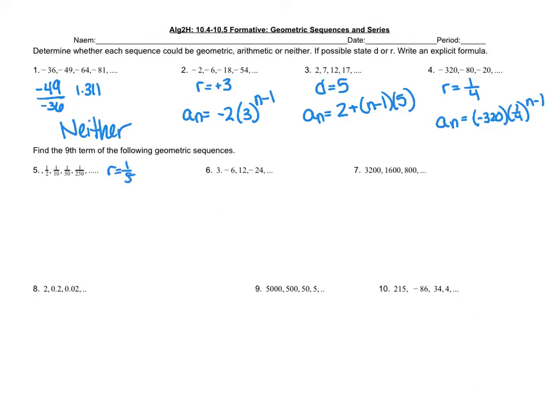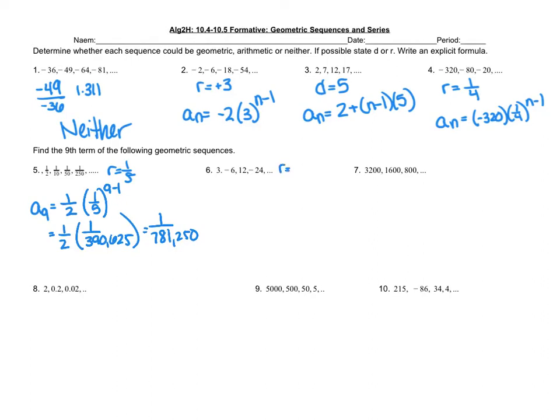So for the ninth term, a_9 equals my first term, which is 1/2, times 1/5 to the n minus 1. So that's going to be 9 minus 1. So that's going to be 1/2 times 1 over 390,625, which is 1 over 781,250. For the next one, find the nth terms.